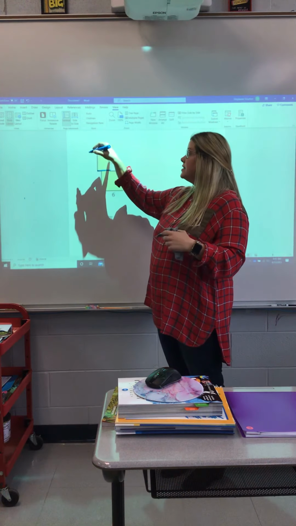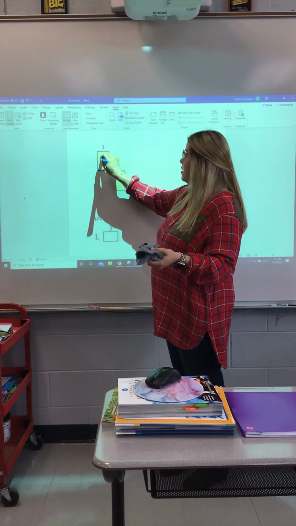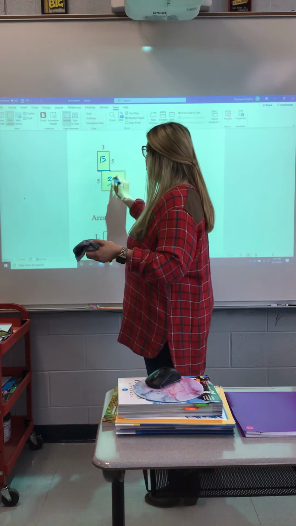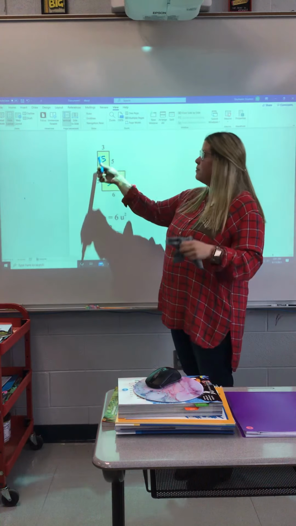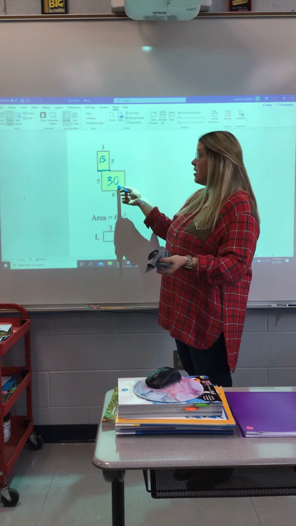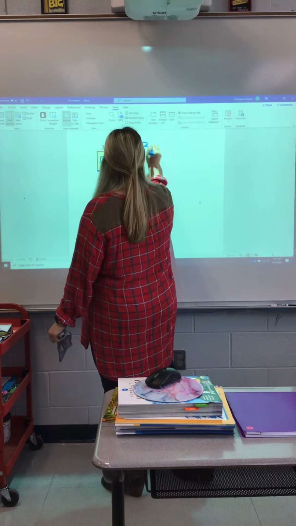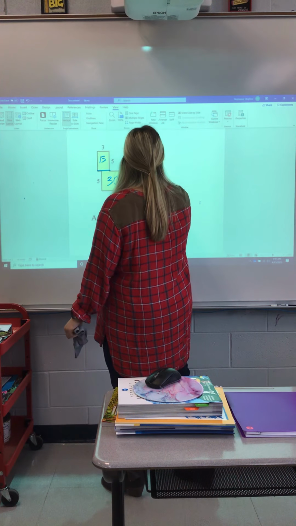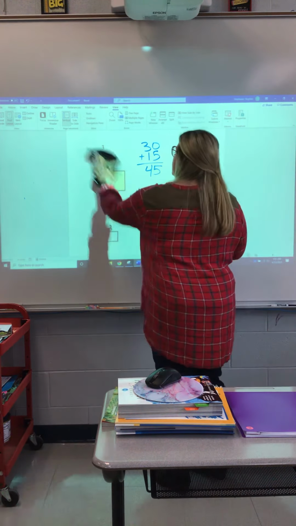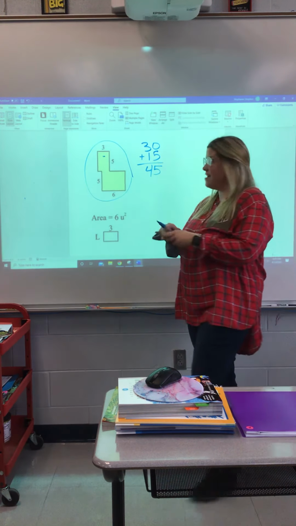So this is a length of 3 and a width of 5. What's 3 times 5? 15. What's 5 times 6? 30. Okay, so the area of this rectangle is 15. The area of this one is 30. To figure out the area of the whole shape, I add those two numbers. So the area of that composite shape, this whole thing, is 45, okay?